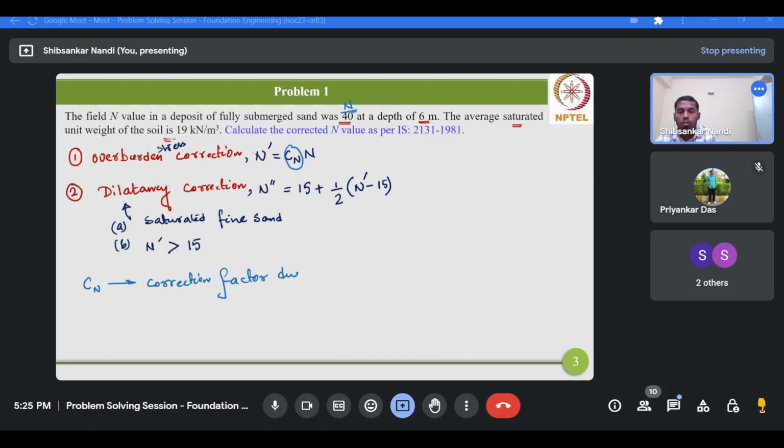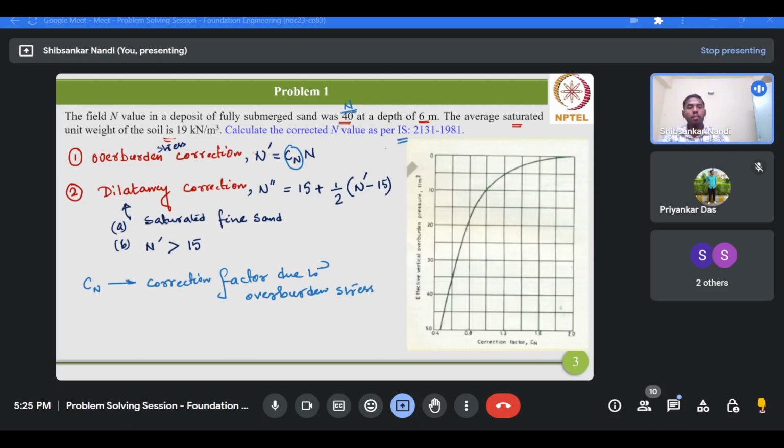Due to overburden stress, we have to refer to one chart which is given by the Indian Standard. Now this is the chart. I think all of you are familiar with this chart. It's given in the lecture materials itself.